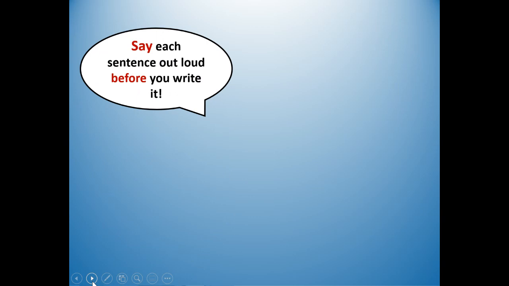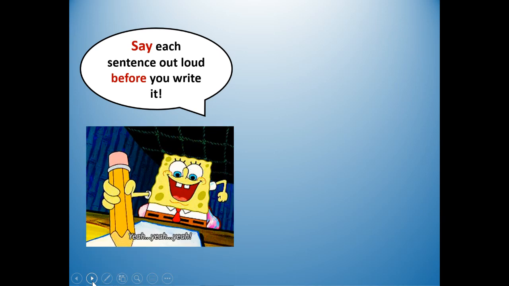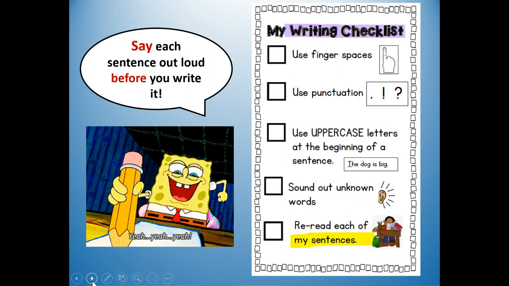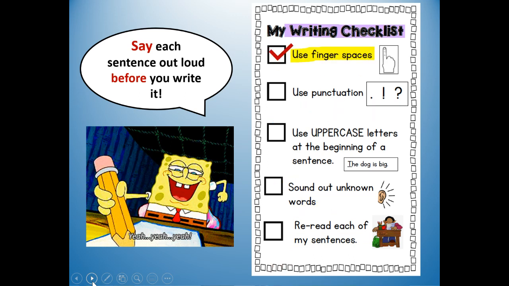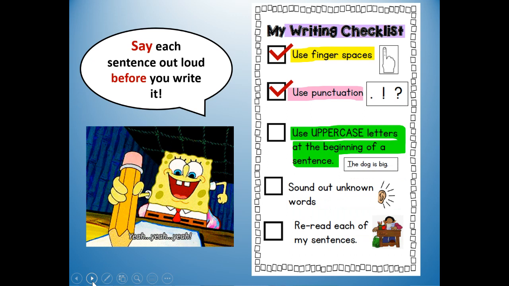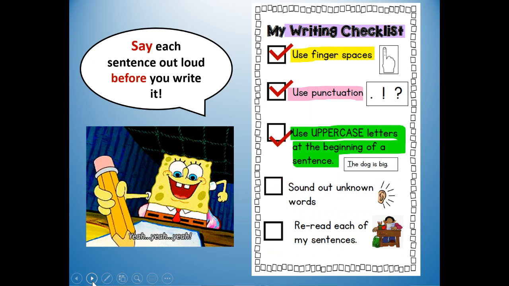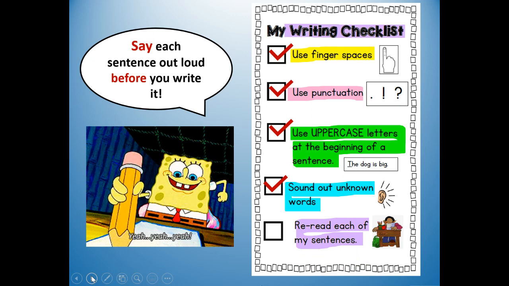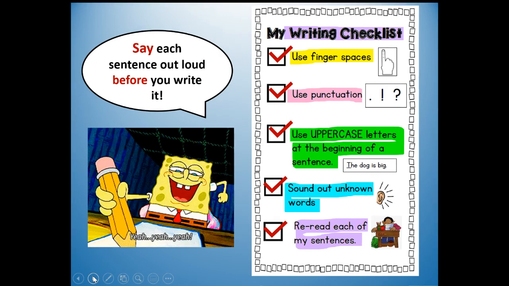All right. This is a reminder: before you actually write your sentence, you need to say each sentence out loud before you write it. And here's a writing checklist to remind you what you do as you write. You use finger spaces between your words. You use punctuation, like a period at the end of each of your sentences. You use uppercase letters at the beginning of a sentence and uppercase letters for names. You sound out unknown words that you don't know how to spell. You write the sounds you hear. And then my favorite is you reread each of the sentences you wrote to make sure that they make sense. So remember, before you write each of your sentences, say your sentence out loud.